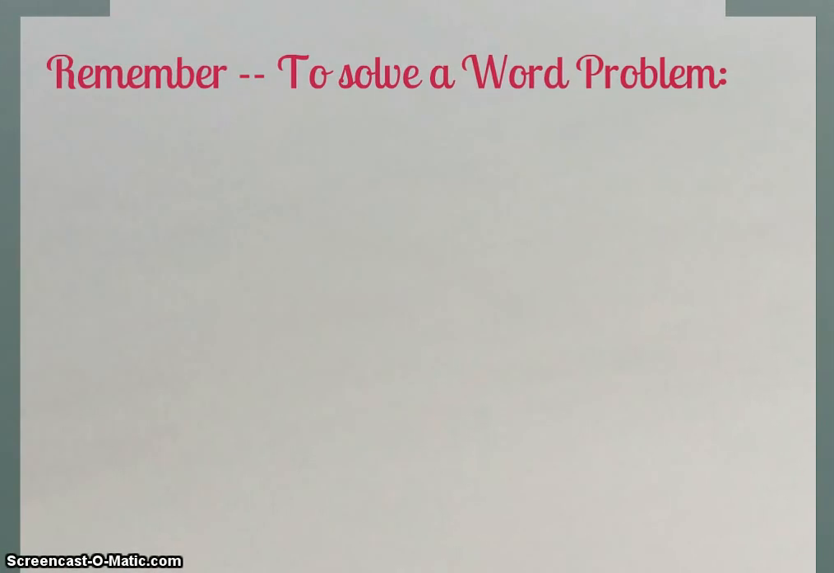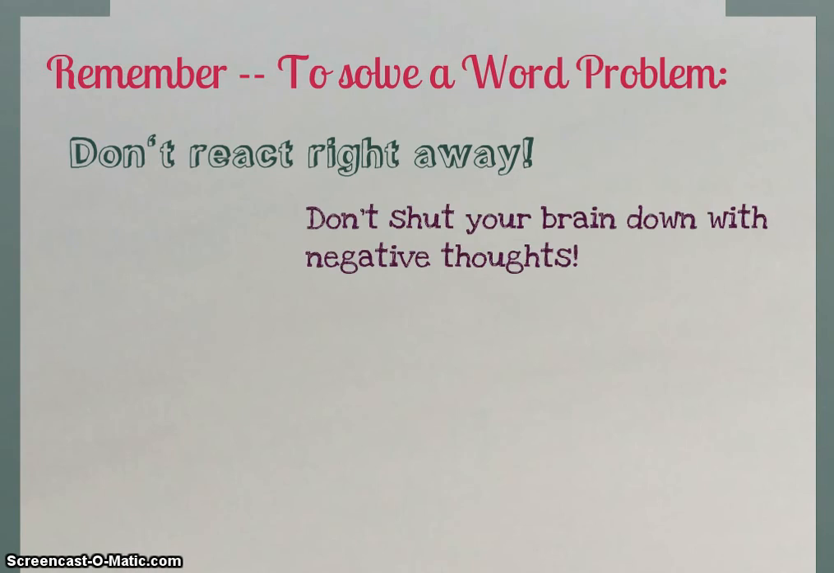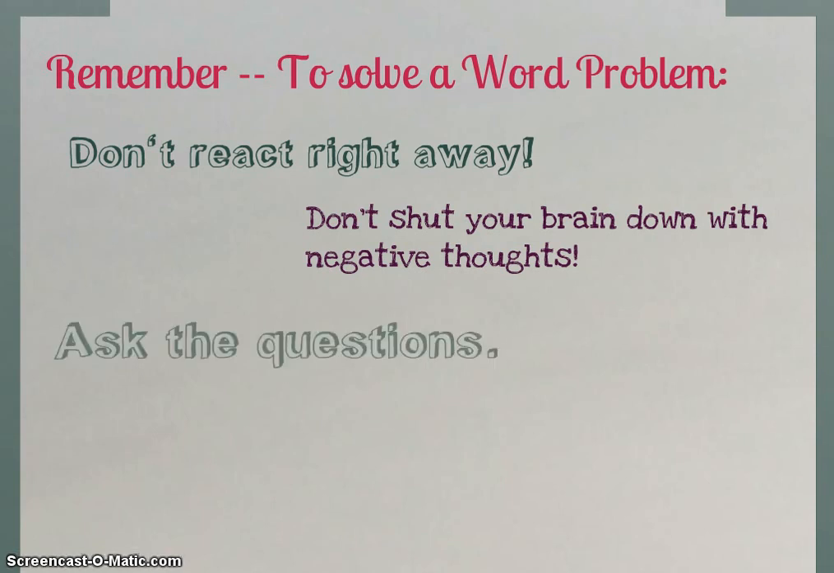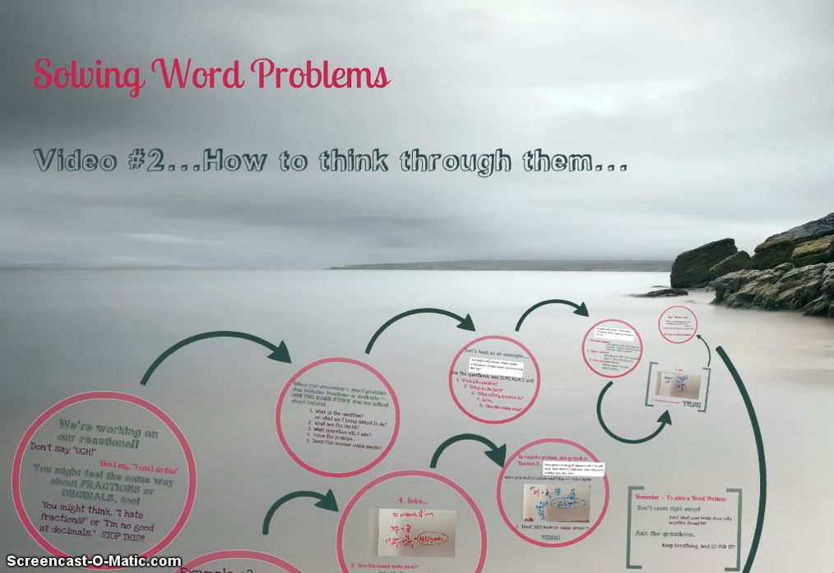So remember, when you're solving word problems, you don't want to react right away. Don't shut your brain down with those negative thoughts like, I can't do this, I hate word problems. No, we are not reacting like that. We are going to ask ourselves the questions. Those 5 questions we're going to work through, because that's the strategy that we need to solve the problems. We're going to keep on breathing and go for it, okay? Because we know how to solve word problems.